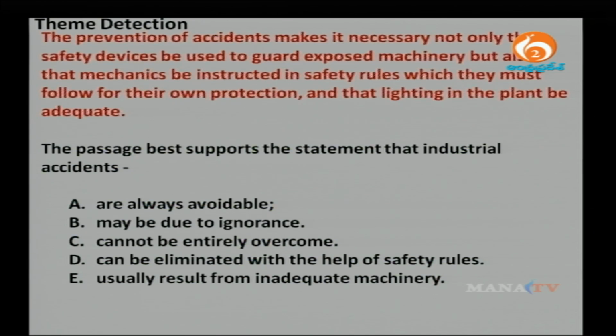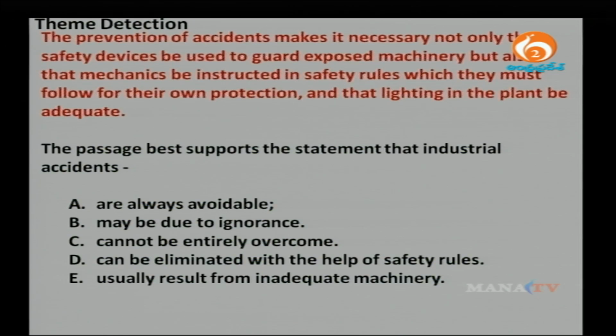Next, the prevention of accidents makes it necessary not only that safety devices be used to guard exposed machinery, but also that mechanics be instructed in safety rules which they must follow for their own protection, and that lighting in the plant be adequate. Basically, in a factory, there should be a safety mechanism. At the same time, the workers should also wear safety gears, and there should be ample lighting. It should not be dark in the work area.